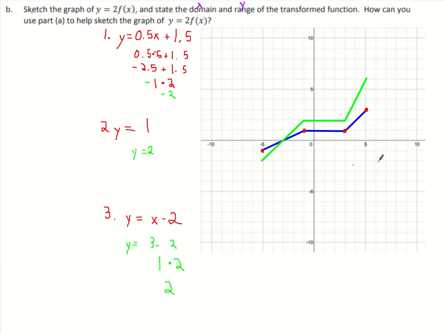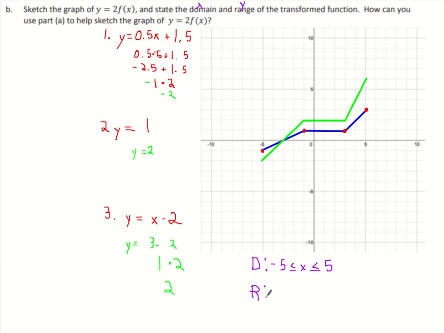Well, our domain, our x values, are the same x values as our original function. Our domain is going to be from -5 to 5. -5 is less than or equal to x, which is going to be less than or equal to 5.